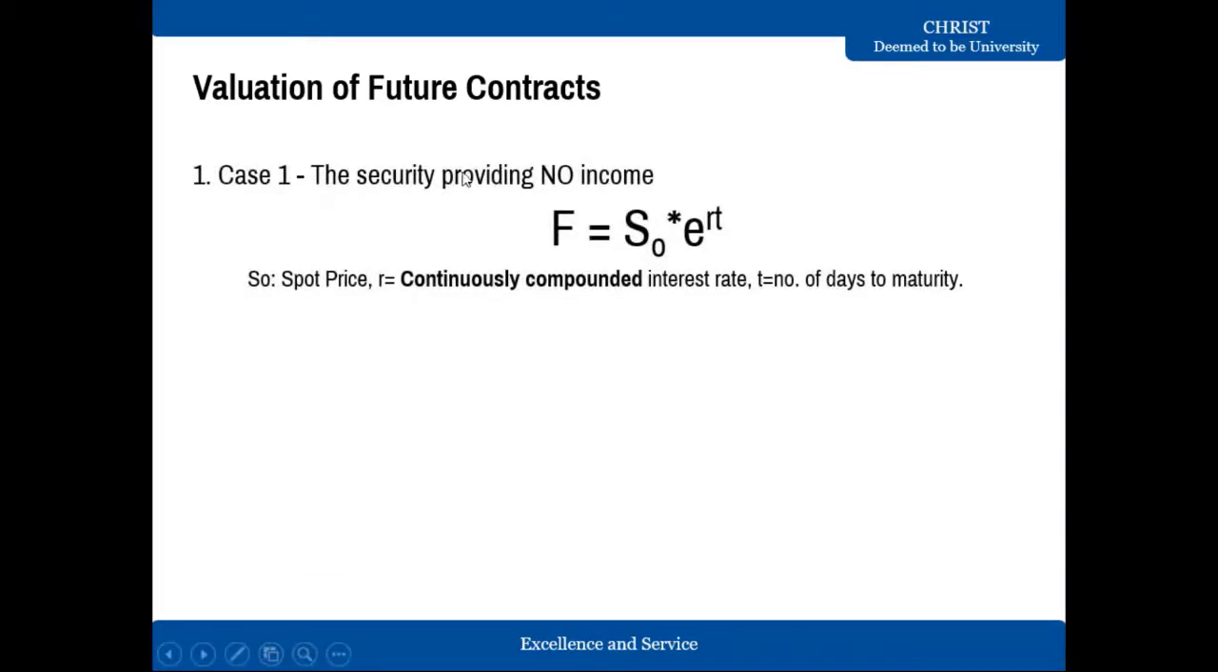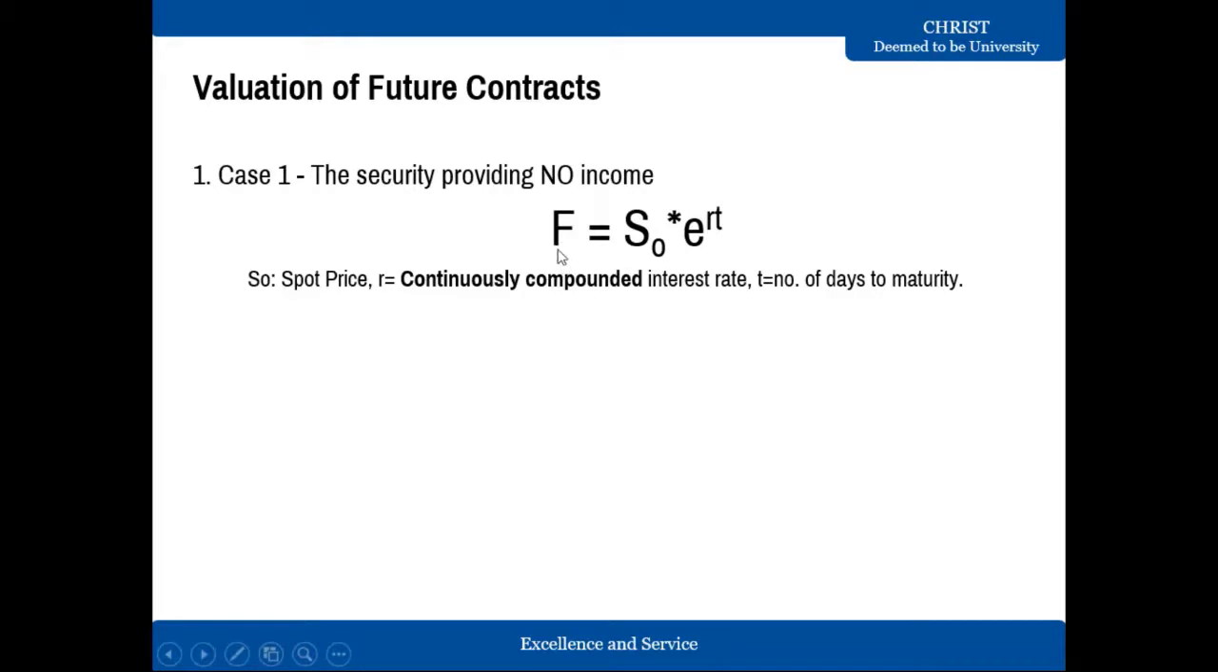One is a security providing no income. That means there are stocks which don't pay any interest or dividends, and there will be no capital appreciation either. That is, no yield. Such a security is called a security providing no income.